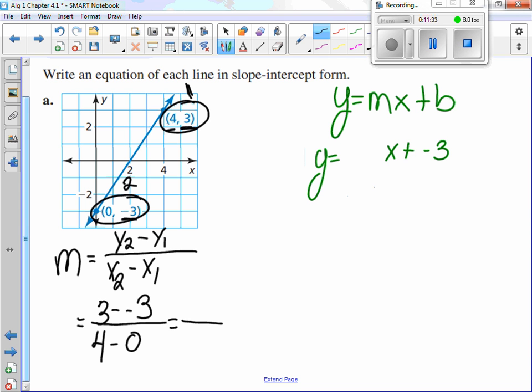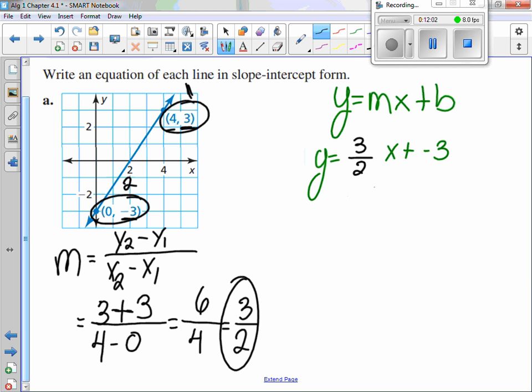So on top, we have negative 3 minus negative 3. Well, negative and negative would make a positive. 3 plus 3 is 6. 4 minus 0 is 4. Will 6 over 4 reduce? It would reduce to 3 over 2. So what's our slope for this line? 3 over 2. So we plug it in for m, and we get this here.